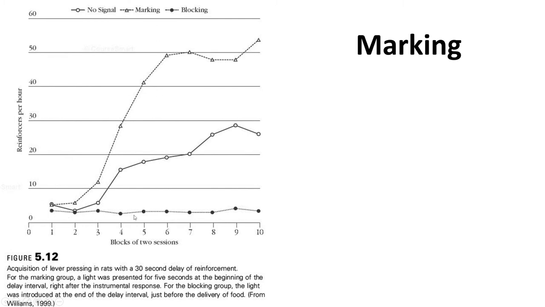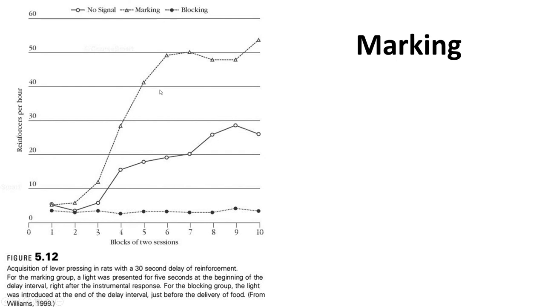And if we look at our blocking group, as expected, we see very few reinforcers received because they didn't really learn that pressing the lever was necessary for them to get that food reinforcement. So they didn't think to push the lever because they just associated the light with the food. If we look at then our no signal group, which are these open circles, this is what we would expect. With a 30-second delay, it takes them a while to learn that pressing the lever gets them food, but they do figure it out, and we do see a slow increase in how much lever pressing they're doing over time.